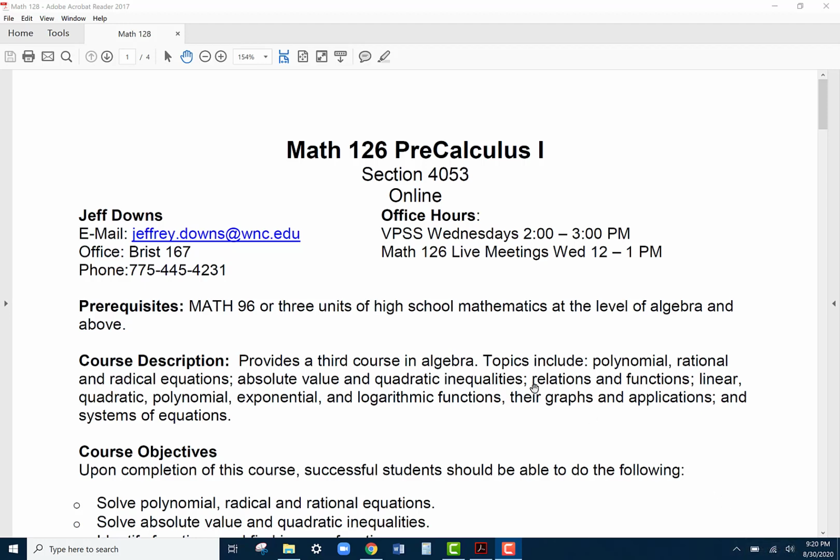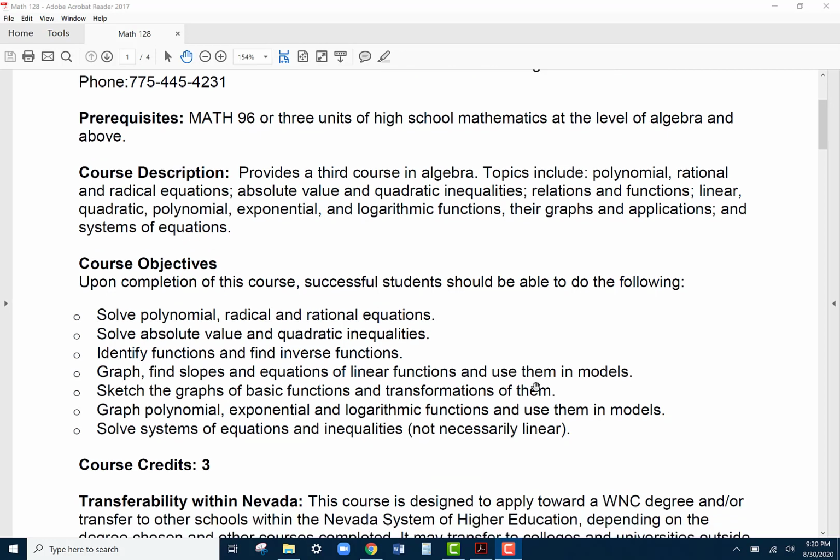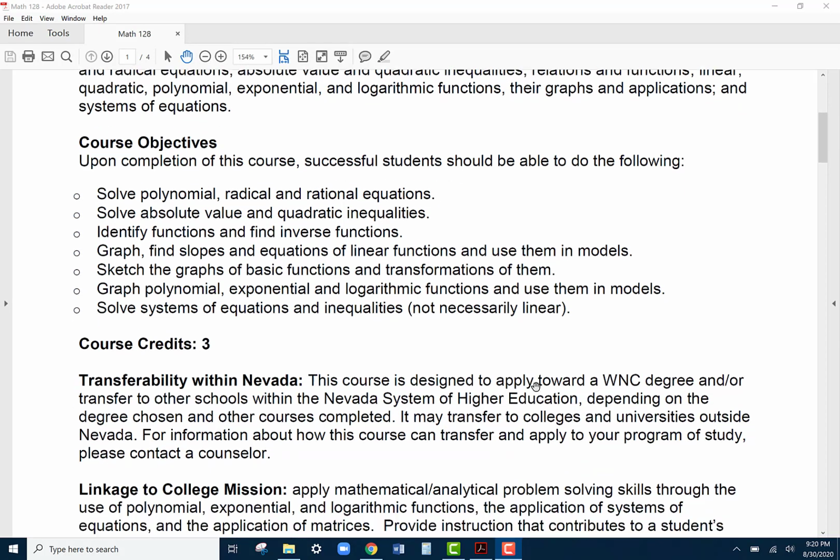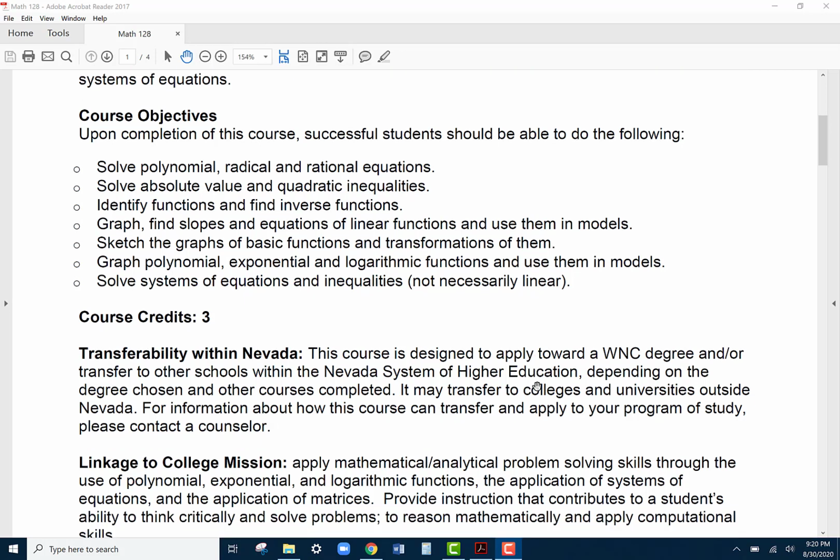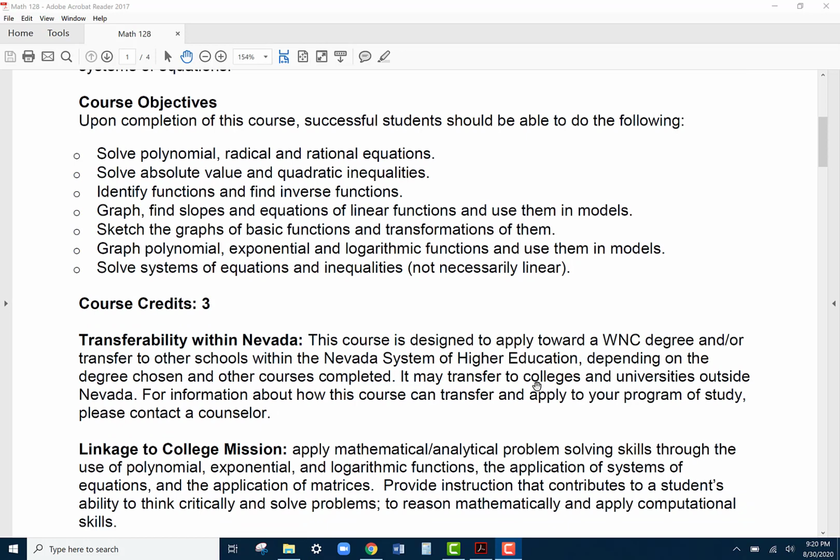Upon completion of this course, successful students should be able to do the following: solve polynomial, radical, and rational equations, solve absolute value and quadratic inequalities, identify functions and find inverse functions, graph, find slopes and equations of linear functions, use them in models, sketch the graphs of basic functions and transformations of them, graph polynomial, exponential, and logarithmic functions and use them in models, solve systems of equations and inequalities, but not necessarily linear.